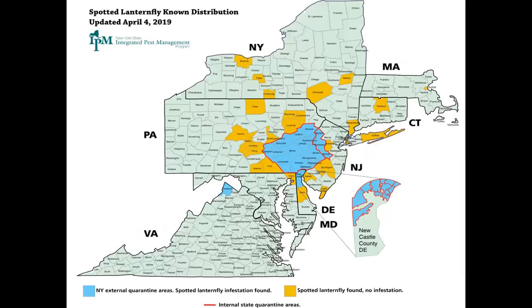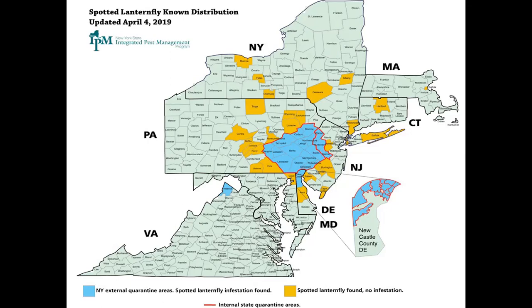This is the current range as of 2000. You can see where the quarantine is, where it's most severe, and then there have been other areas that have been found, but there's no infestation as of yet. So you can see where it's most serious in southeastern Pennsylvania, parts of New Jersey, and northern Delaware.